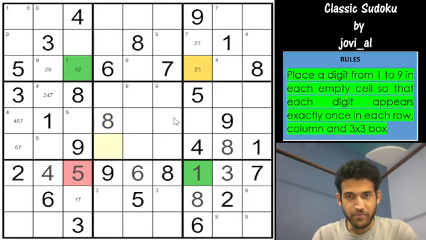I don't know why, but I'm kind of getting a deja vu on this Sudoku, that I've solved a similar kind of Sudoku somewhere. I'm not sure why.